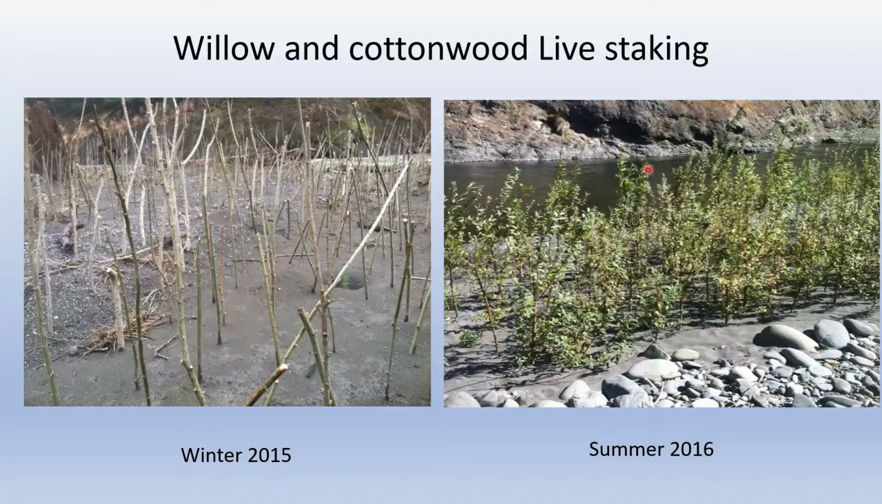And so if you live next to a stream, or usually they do better in a wet area, live staking is definitely an option. You want to cut the live stakes from the willow and cottonwood trees in the wintertime. You want to plant them before everything starts to break bud. So that could be as early as late February. So you want to plant them before everything breaks bud. You kind of want to do it in dormancy time.